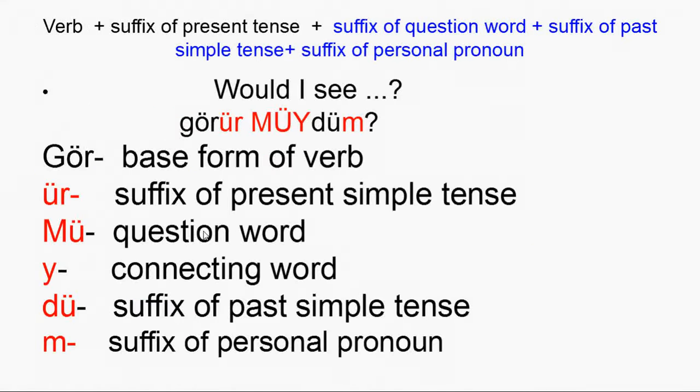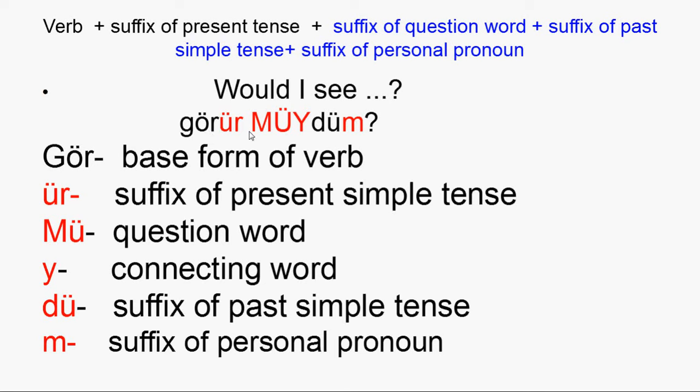All right. Now let's see the question form. Look, for questions, you have to use this formula. What does that mean? Would I see? This is the example here. Would I see? Görür müydüm? Okay, I will explain it from here. Gör means see. This is the verb.